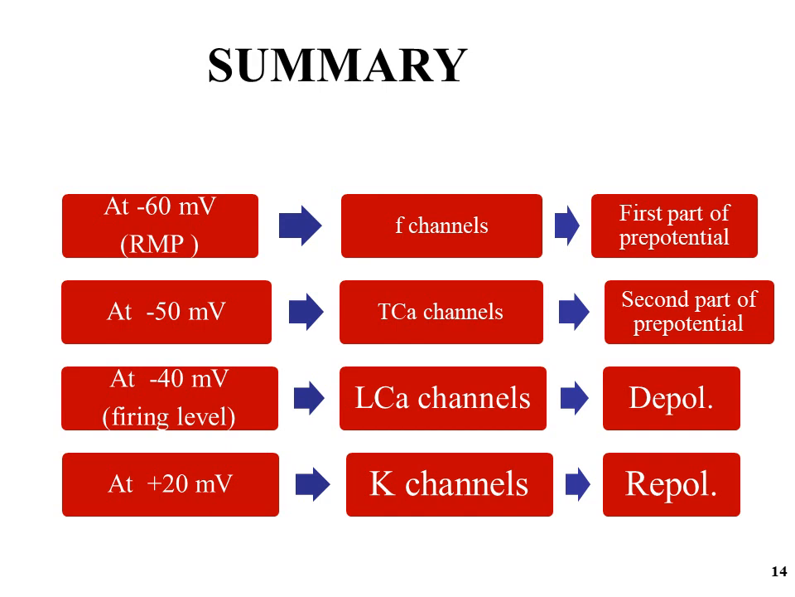In summary, at minus 60, the funny channels open and they are responsible for the first part of the prepotential. At minus 50, the transient calcium channels open and they are responsible for the second part of the prepotential. At minus 40, the firing level, long-lasting calcium channels open and they are responsible for depolarization, and at plus 20, potassium channels open and they are responsible for repolarization.